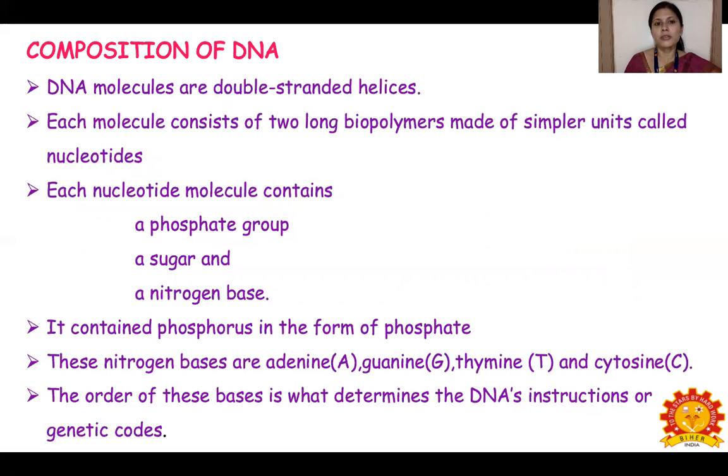DNA molecules are double-stranded helices, and each molecule of DNA consists of two long biopolymers made of simple units called nucleotides. So there will be two polynucleotide chains, which are the two biopolymers, and they are made of a single monomer unit called the nucleotide. Each nucleotide molecule contains a phosphate group, a sugar, and a nitrogen base.